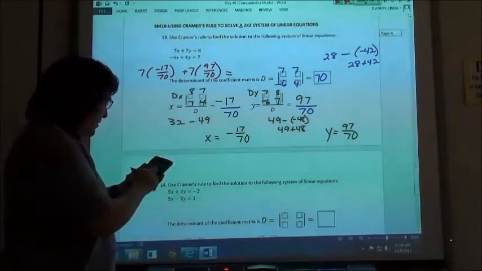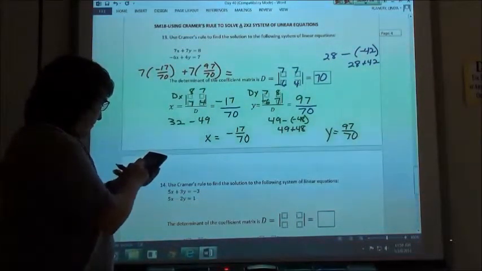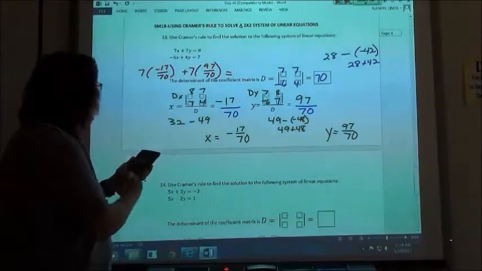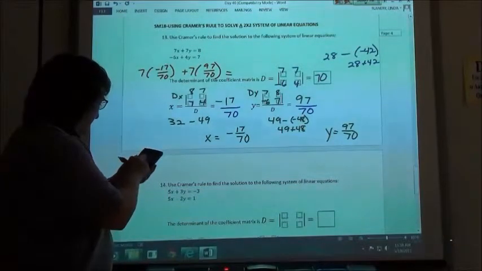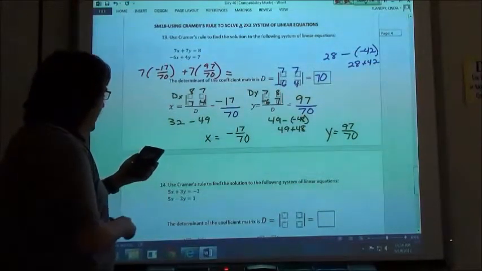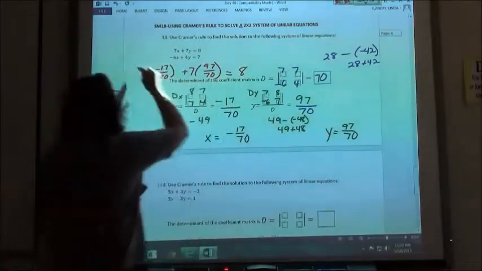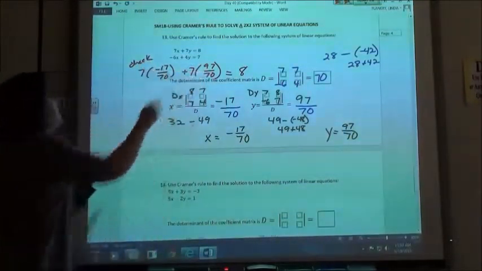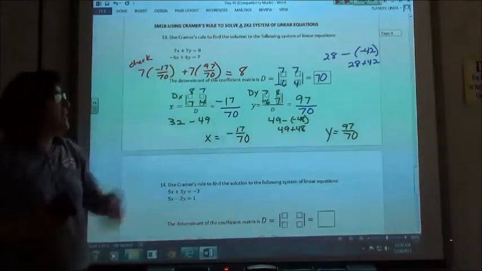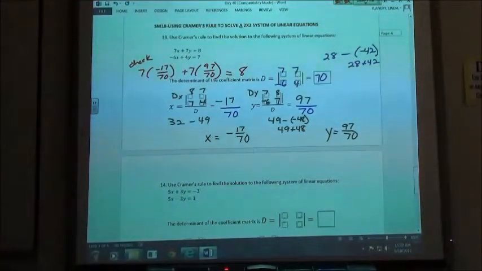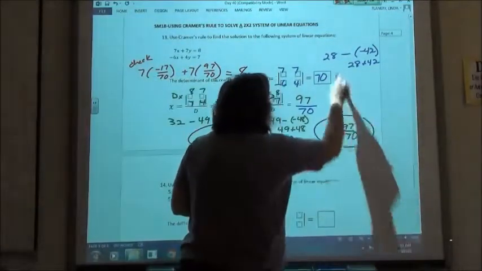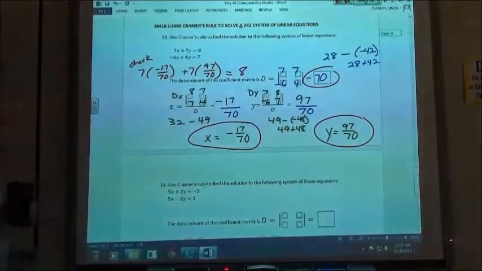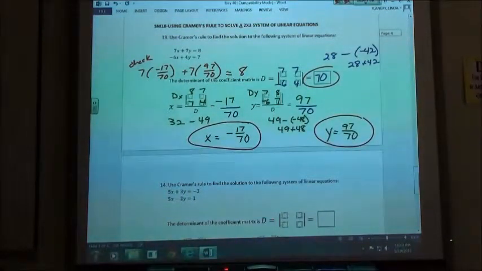So 7 times -17/70ths plus 7 times 97/70ths. And if I hit equals, sure enough, I get an answer of 8. It checks out. Now I could also check it in my second equation if I wanted to be really sure, but that's how I would check my answers. So you will enter this in, you will enter in all those little boxes in between, and put all that stuff in to show that you know how to do Cramer's rule.